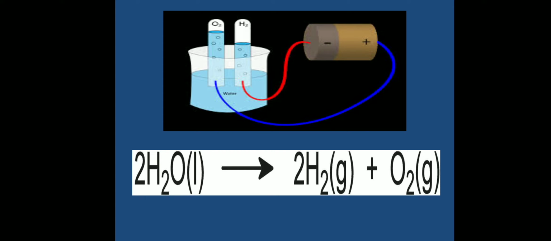This is known as electrolysis. Why? Because electric current is used to decompose the compound. Remember, this reaction is exactly opposite of what we did in combination reaction where hydrogen and oxygen combine to form water.